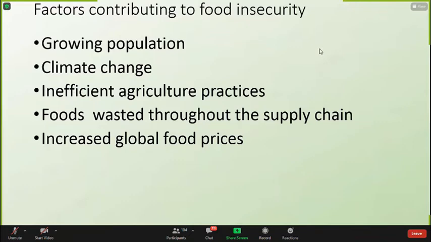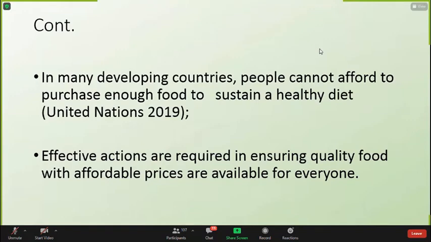And of course, all over the world, there is an increase in global food prices. In fact, in Malaysia now, beef, for example, costs about 15 US dollars per kg. That's why in many different countries, people cannot afford to purchase enough food to sustain a healthy diet. Therefore, effective action is required, and as a research university, we must ensure quality food at affordable prices is available for everyone.